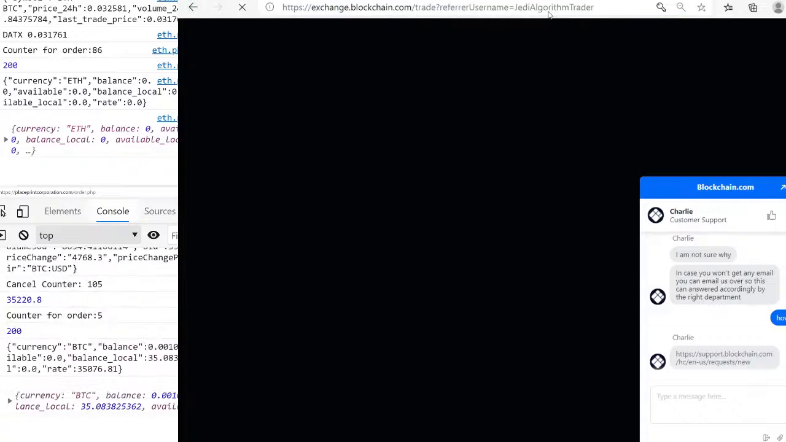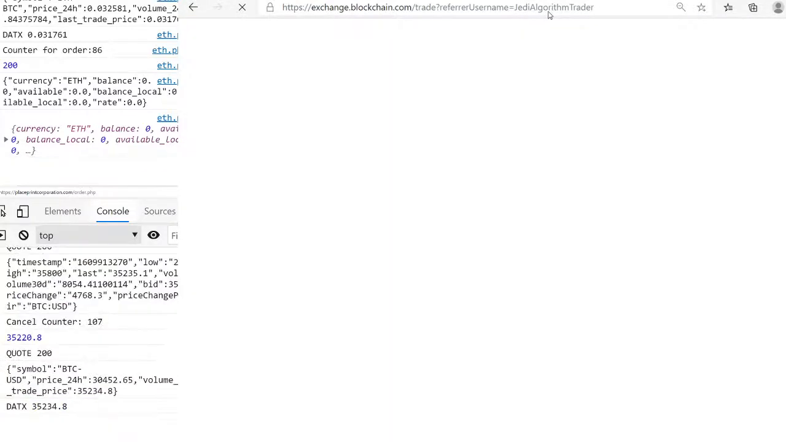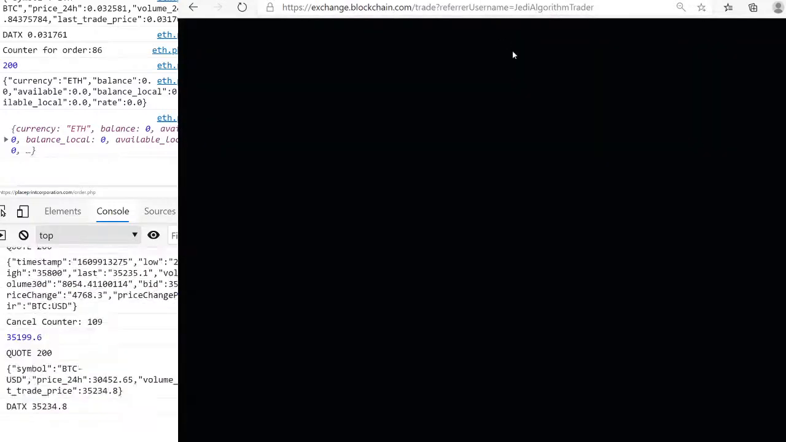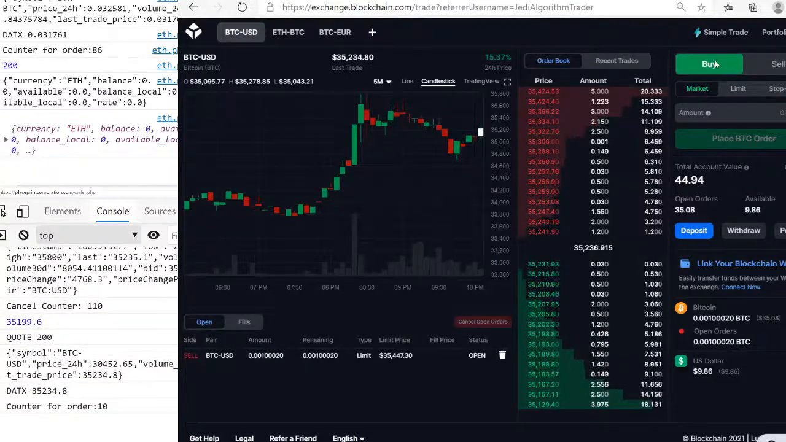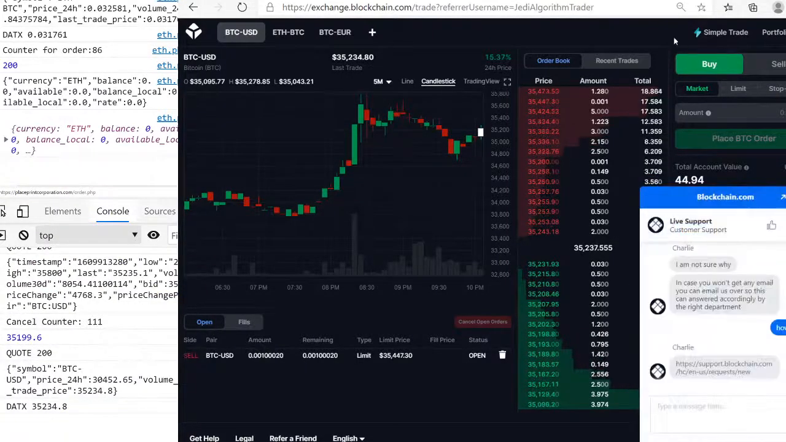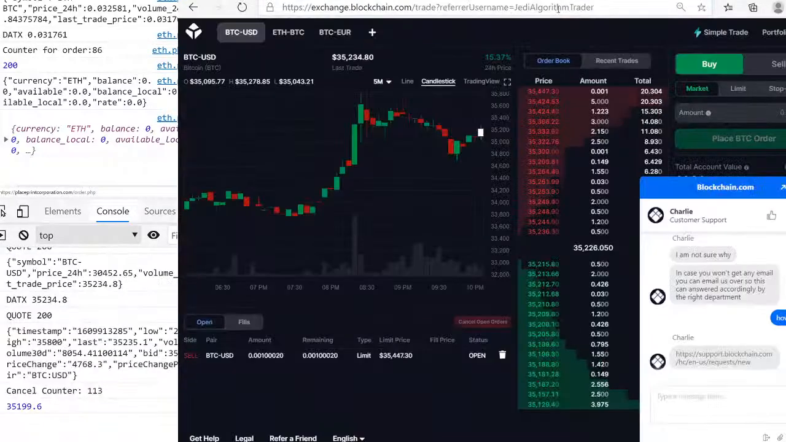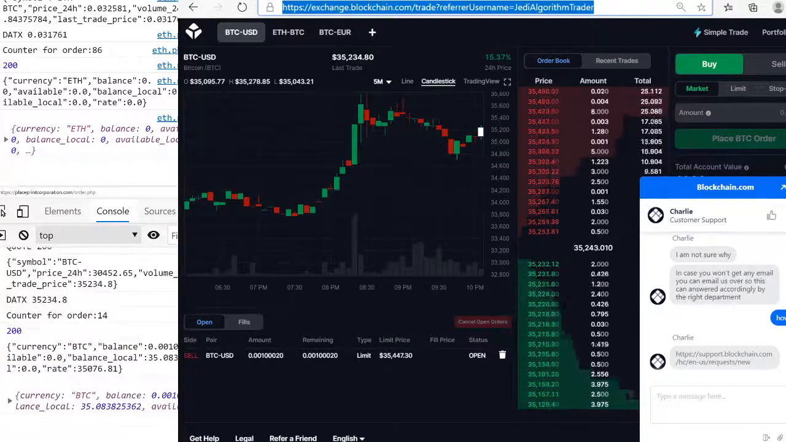Why is this blank? Oh, it's because I'm logged in. Incognito. No problem. Anyways, you can't open it on your own platform, apparently. So it's fine.